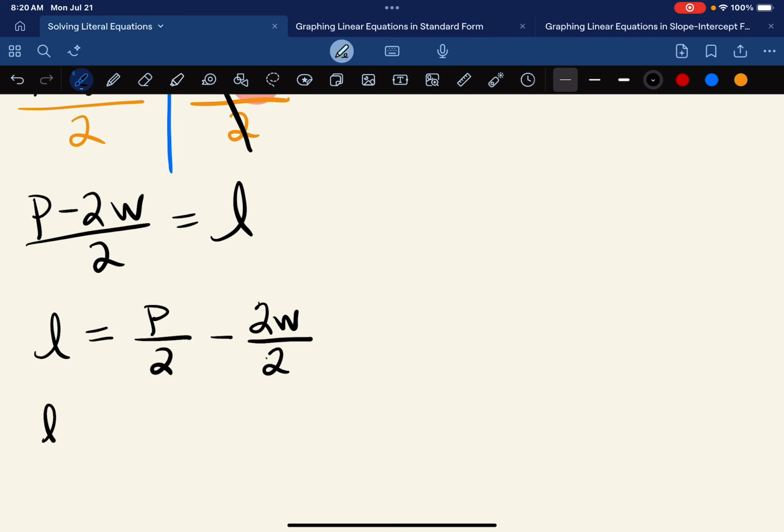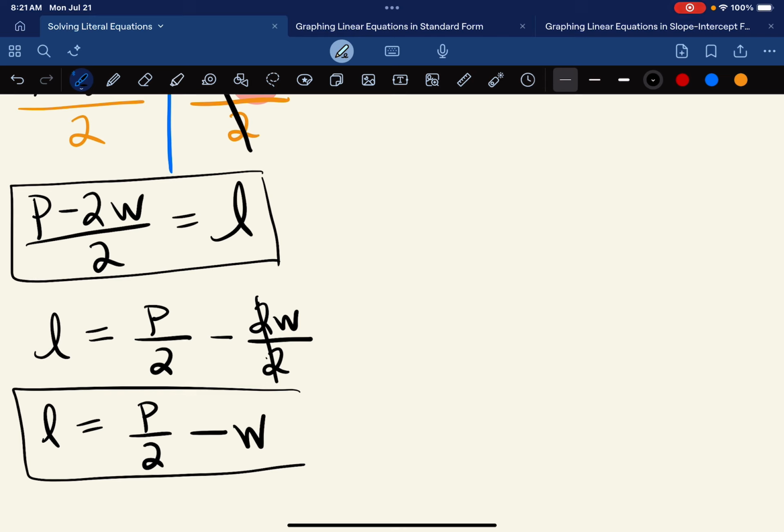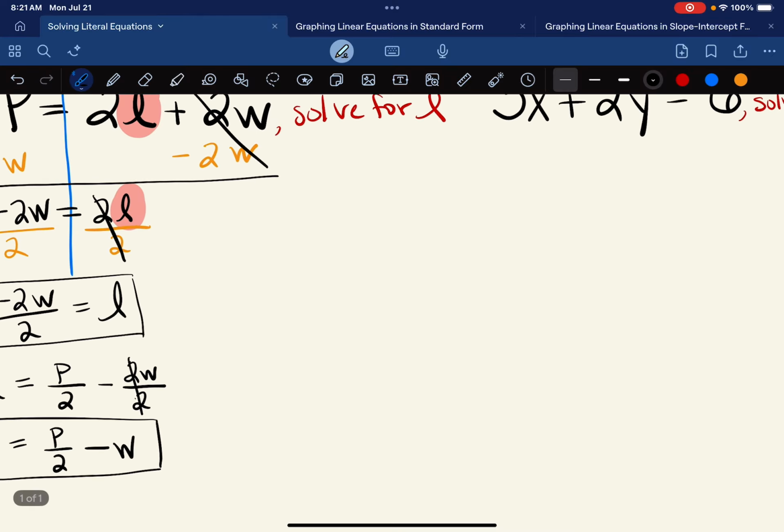All right, so our length equals perimeter divided by 2 minus, and our second fraction, we see that 2 divided by 2 is 1, so that reduces, and we're just left with w. So both of these equations are perfectly acceptable. It just depends on which format works best for you with the problem that you are solving at the time. So both of these are correct answers. All right, last one.